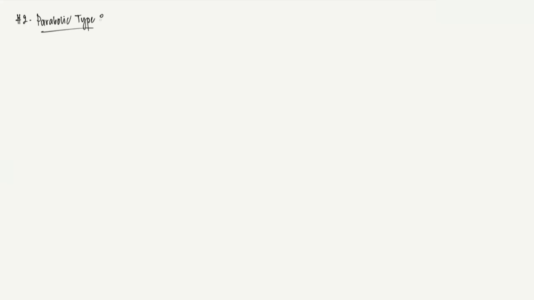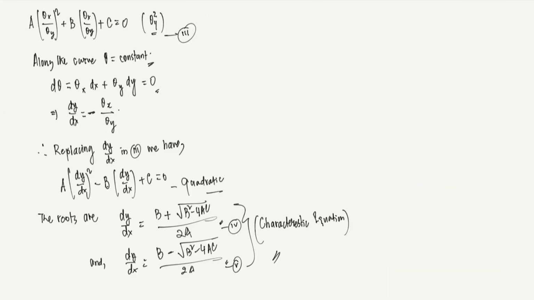Okay, what about the parabolic type? So parabolic type is this. Initially, for the parabolic problem, star is parabolic if b square minus 4ac is given to be 0, right? Now you see the characteristic: if b square minus 4ac is 0, you have dy/dx equals b by a for both the equations.